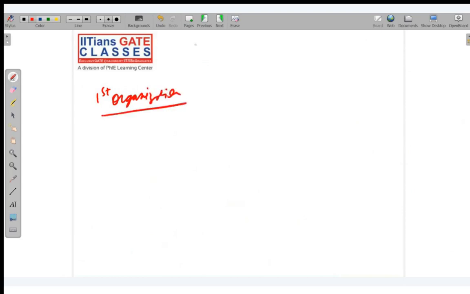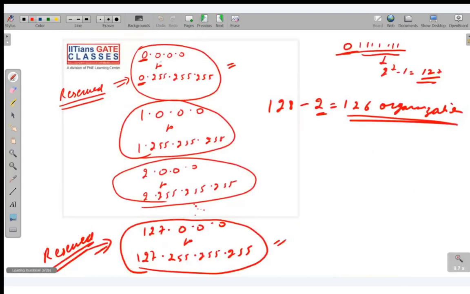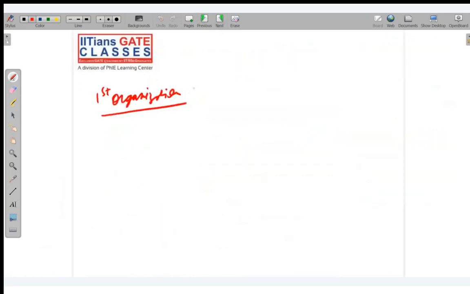Okay, so now please let me tell you about the first organization of class A. The 0 I have reserved already, so don't start with 0. For the first organization I will say 1.0.0.0 to 1.255.255.255. Okay.